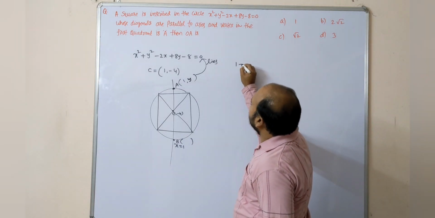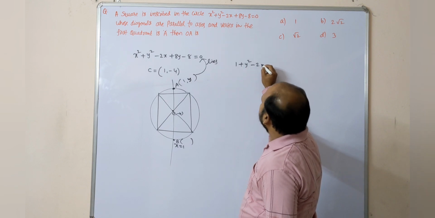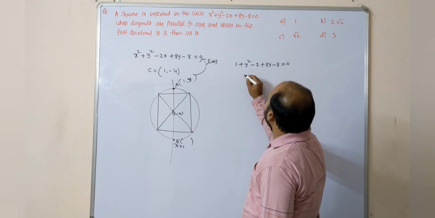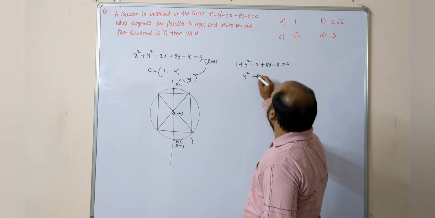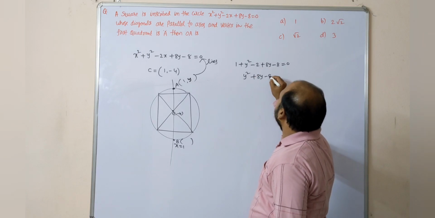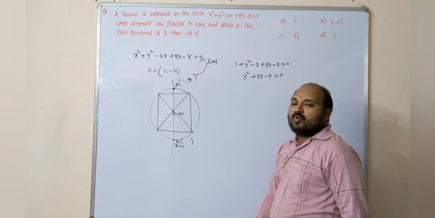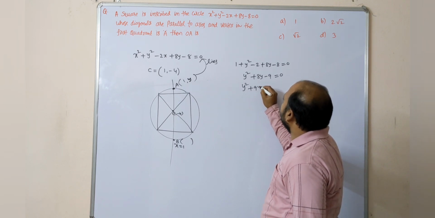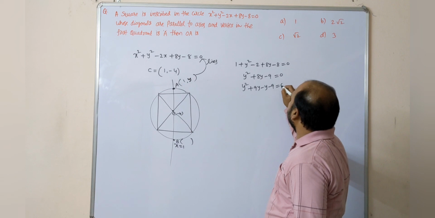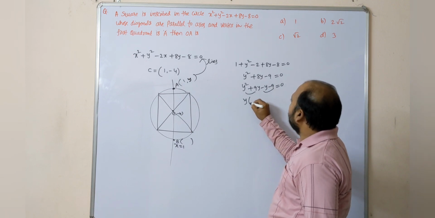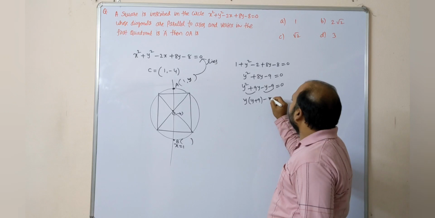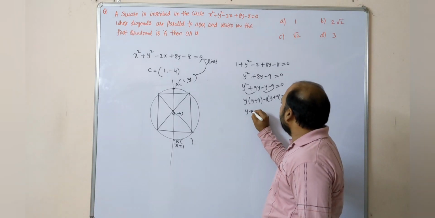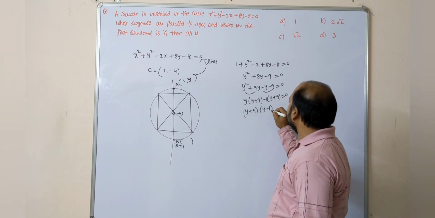So it will become 1 plus y square minus 2 plus 8y minus 8 equal to 0. So y square plus 8y minus 10 plus 1 minus 9 equal to 0. So y square plus 9y minus y minus 9 equal to 0, factorization. y into y plus 9 minus 1 into y plus 9 equal to 0. So y plus 9 into y minus 1 equal to 0.